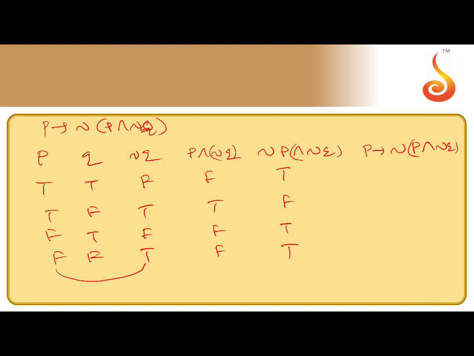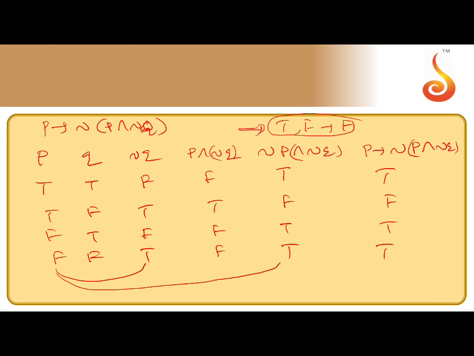Now next, P implication. What is the implication? In implication, T, F gives F. Other cases it is always true only. In the implication, T comma F gives F. Other combinations give true only. So now combine P and this one. What I told you: TF is F, otherwise it is true only. So TT is T, TF is F, FT is T, FT is T. So that means all are not true.